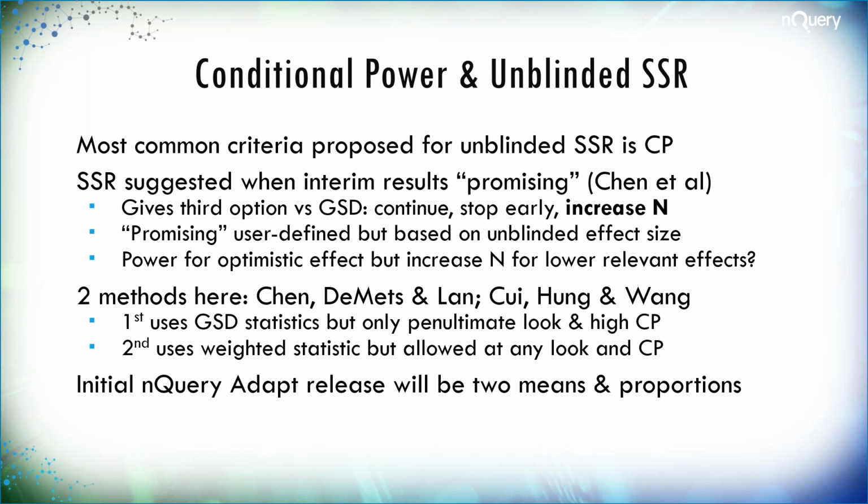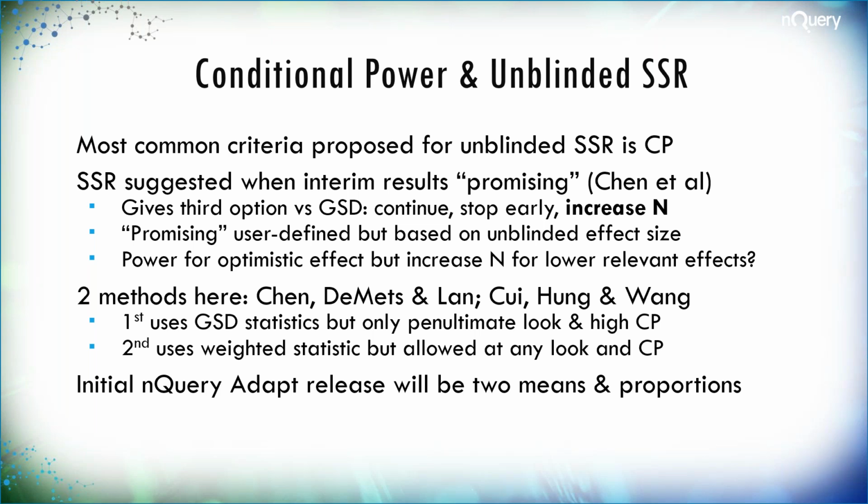Chen, DeMets, and Lan set that at 50%, but there are additional papers by Mehta and Pocock where you can derive an exact lower bound above which, if you increase sample size, you would not expect a large increase in your alpha error. The Cui, Hung, and Wang approach is basically a weighted statistic where you weight the cohorts based on the original sample size, and you could do that at any look and for any sample size increase and any conditional power.